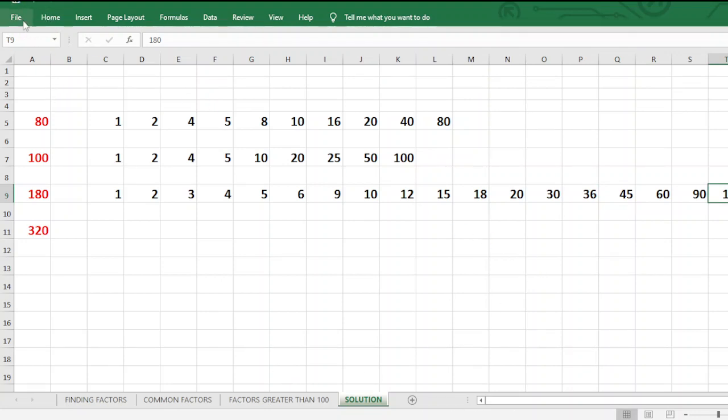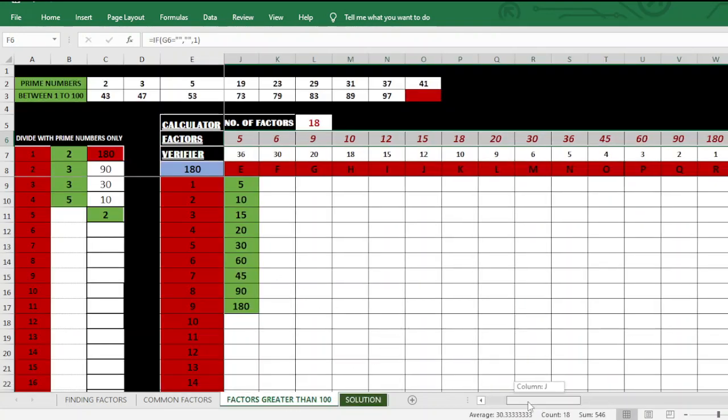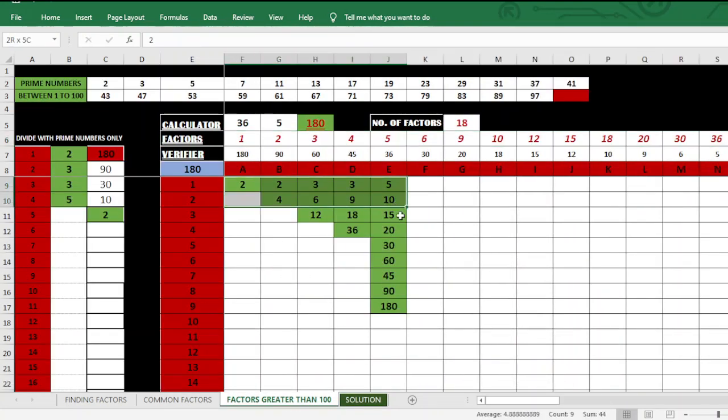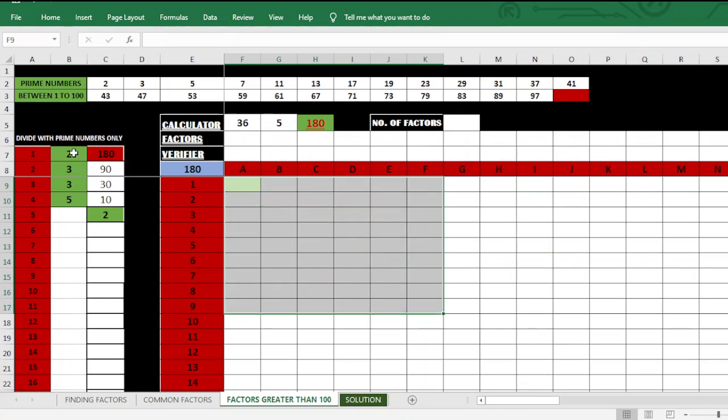This test can be tricky sometimes. Okay, so now let's move to our final number. Bring this guy. Our final number should be 320.